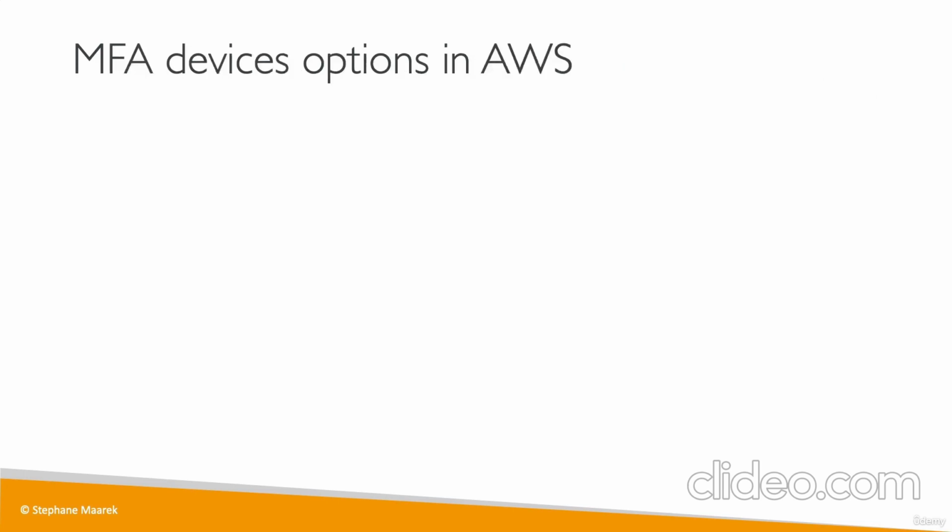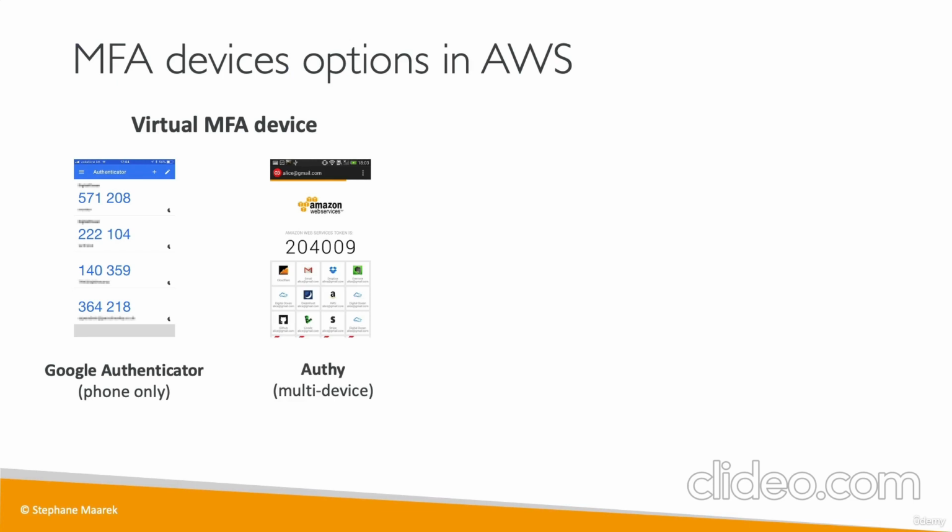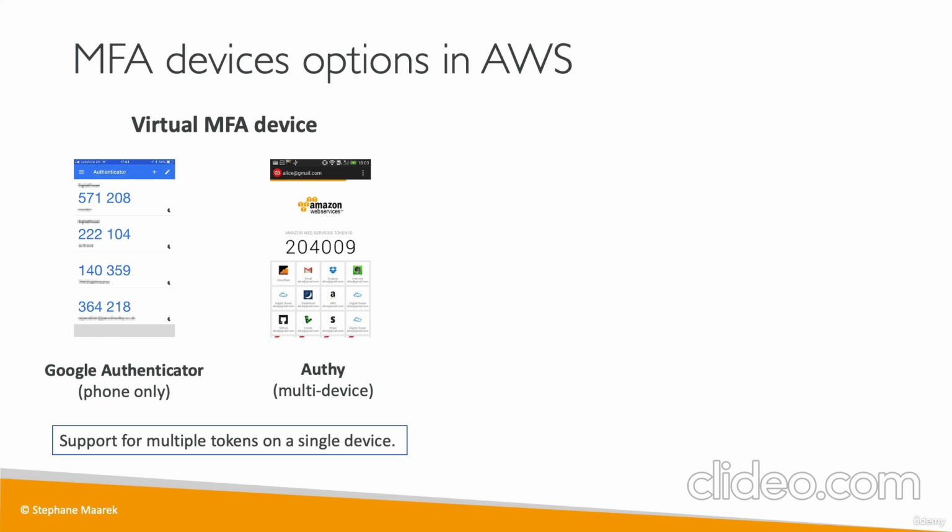So what are the MFA device options in AWS? And you need to know them going into the exam, but don't worry, they're quite simple. The first one is a virtual MFA device. This is what we'll be using in the hands-on. And so you can use Google Authenticator, which is just working on one phone at a time, or using Authy, which is multi-device. They both work the same way, except one is multi-device. And personally, I use Authy because I like the fact I can use it on my computer and on my phones. So for Authy, you have support for multiple tokens on a single device.